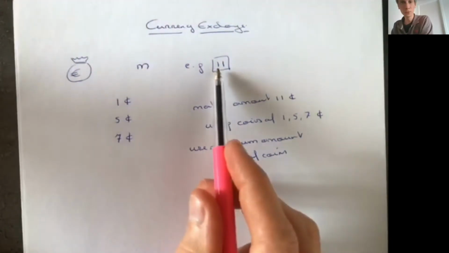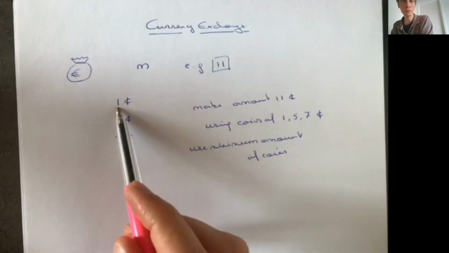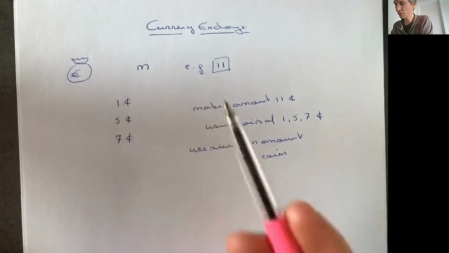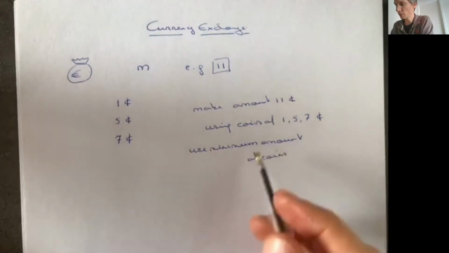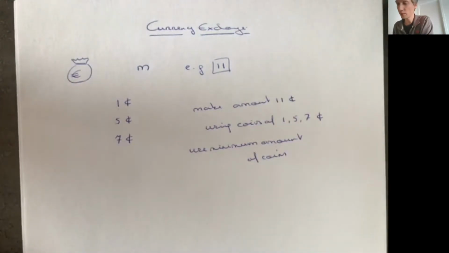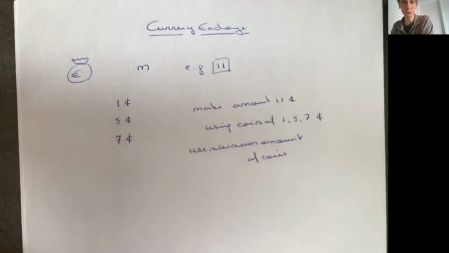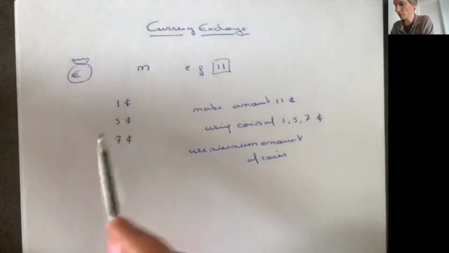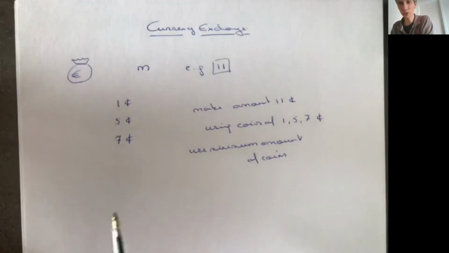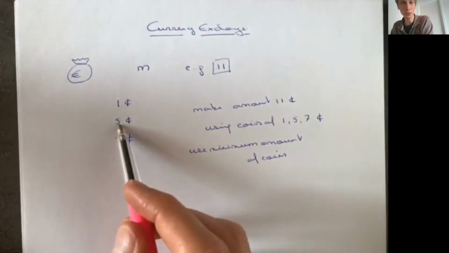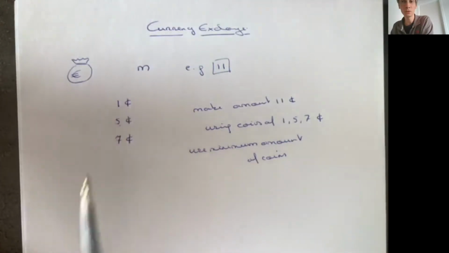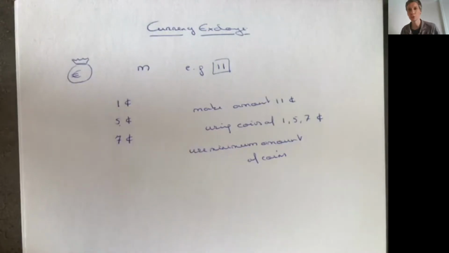So for example, to get to 11, I could use 11 1 cents, which will make the total number of coins equal to 11. However, I could be more efficient and, for example, give a 7 cent and then 4 ones. This would only make 5 coins. And of course, I think you can already see the most efficient one is to use 2 5 cents and 1 1 cent, which makes a total of 3 coins.